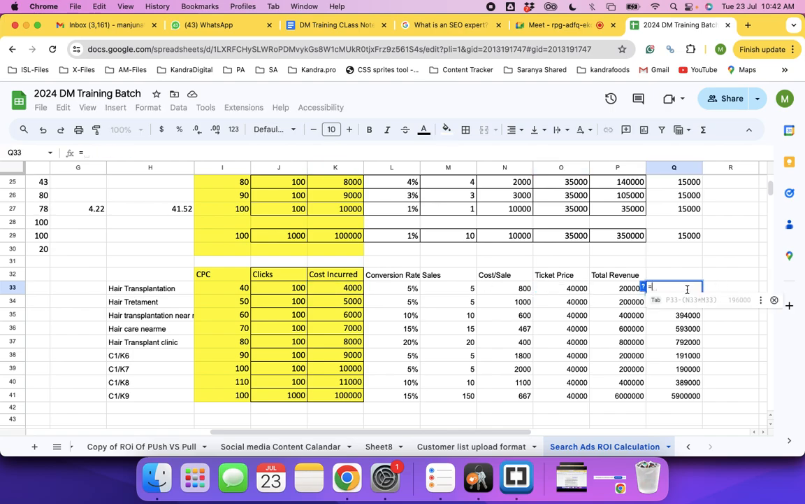So I can simply make this as total revenue minus total spend. Correct? 1,96,000 rupees. Okay. So this is profit or margins. So they will have various other kinds of expenses. That's a different thing.